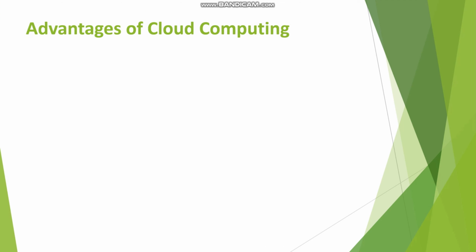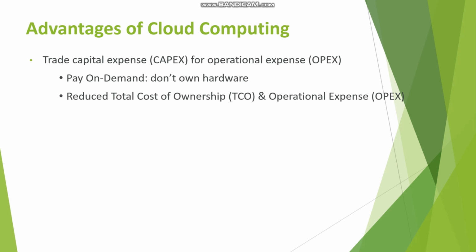And then what are the advantages of cloud computing? First one is trade capital expenses for operational expenses, which means if we set up our own infrastructure, data center, everything, it is a capital expenditure. If we set up our own infrastructure in our on-premise data center, it is known as capital expenditure. Instead, we can go with the cloud, everything will be taken care of by the cloud. We only pay for what we are going to use. We don't need to pay for our infrastructure and the maintenance and cooling, etc.